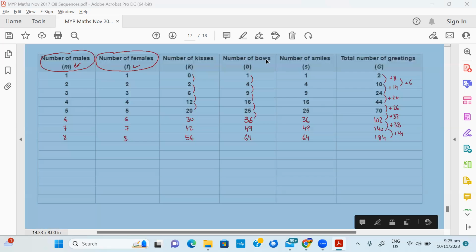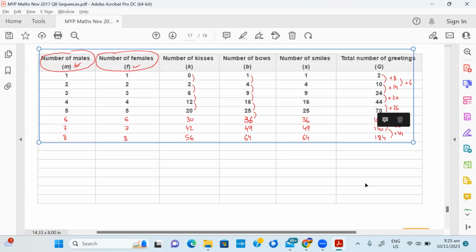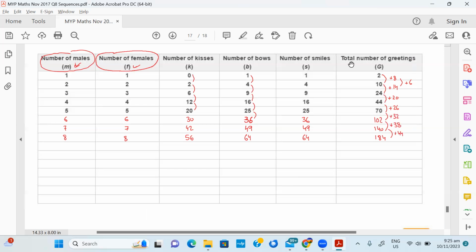Now, people, this is where the fun starts. Tell me, is there another way of getting this column of total number of greetings? The word total should ring a bell in your heads. What does total mean? You're adding something to get the numbers in this column. What are you adding? You're adding the number of kisses, bows, and smiles. Exactly. You're adding these three columns to get the total column.